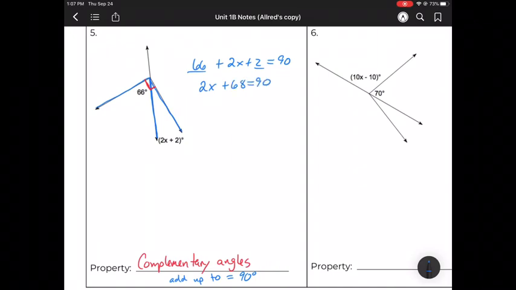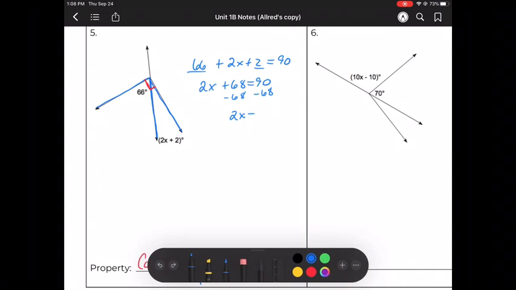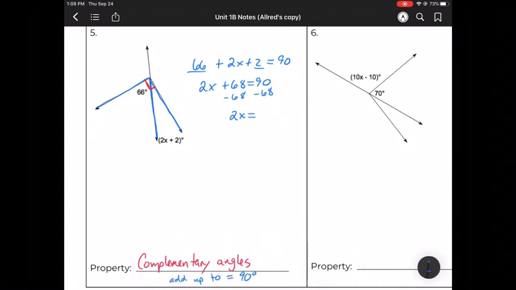Then we can subtract 68 from both sides, leaving 2x equals 22. And then we divide both sides by 2. We get x is equal to 11. And if it doesn't say what you're supposed to do in the problem other than just giving you the equation, you know that you just have to find x. But pay attention to what the problems tell you to do.